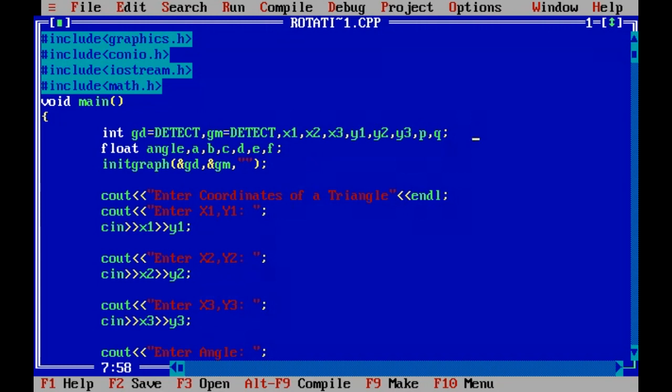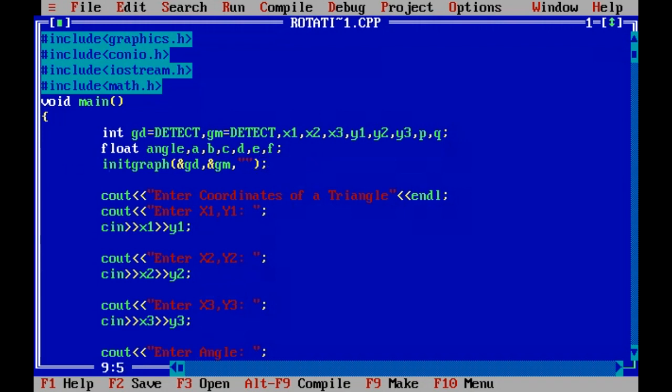What are this P and Q? P and Q here is an arbitrary point, the arbitrary point which has been given to me, with respect to which I am going to perform the rotation of a triangle. Some floating point values are also given here. One is the angle, and then A, B, C, D, E, and F. These A, B, C, D, E, F are the three new points of a triangle after the rotation. These are the new points after the rotation for a given triangle.